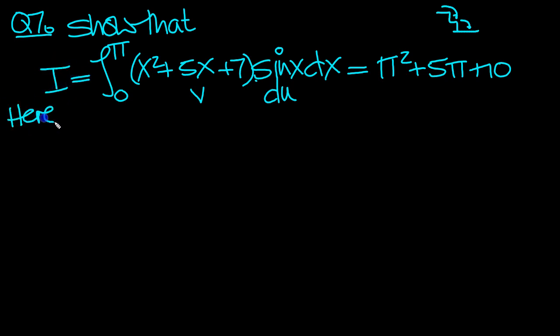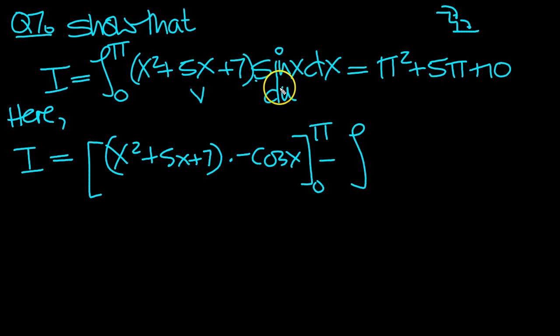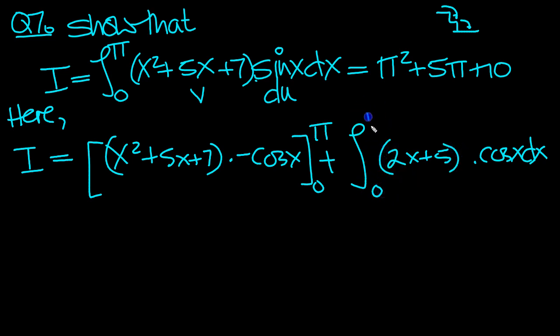So here I is equal to, then it's uv, so it's x squared plus the 5x plus 7 is the v, times by the u. The integral of sine is minus cosine x, isn't it? And that's between 0 and pi. Minus the integral of u, which is minus cosine x dx, times the v. So I'm going to put that in here. The v is 2x plus 5, like so, between 0 and pi.